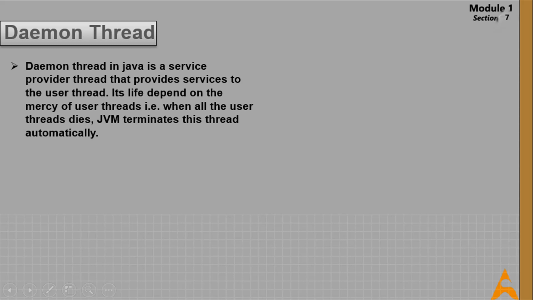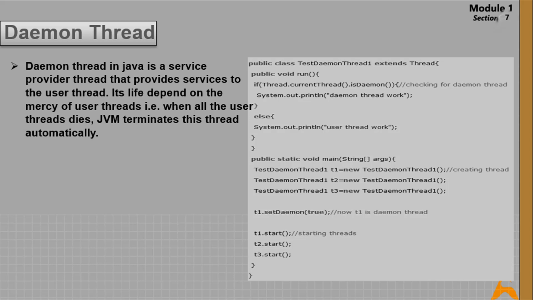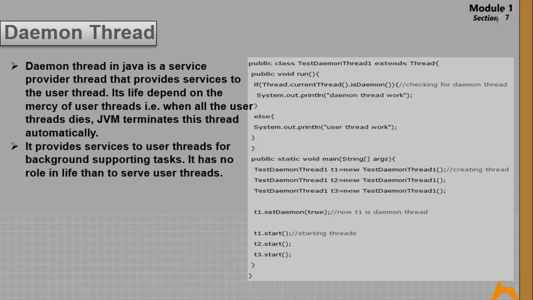Now let's talk about Daemon Thread in Java. Daemon Thread in Java is a service provider thread that provides services to the user thread. Its life depends on the mercy of user threads, that is, when all the user threads die, JVM terminates this thread automatically. There are many Java daemon threads running automatically like GC, Finalizer, etc.